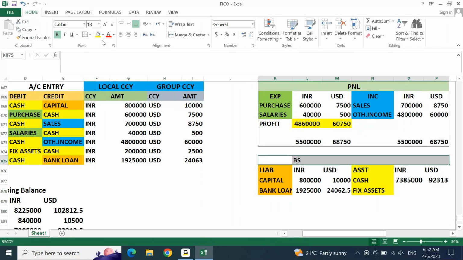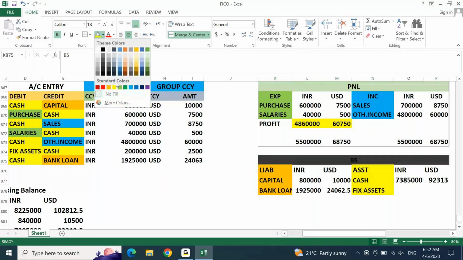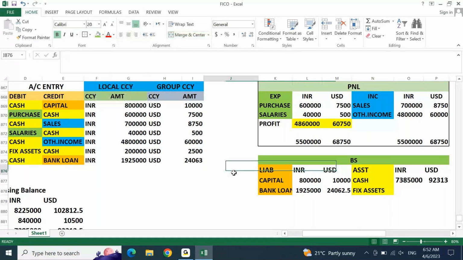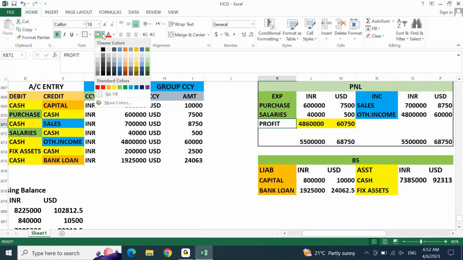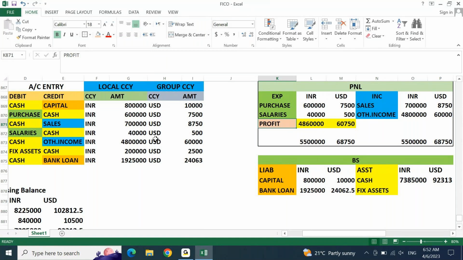Are these numbers correct? Anything else to be added here? We have profit from the P&L. Profit, we have to add. Copy. I'll put this here, profit.